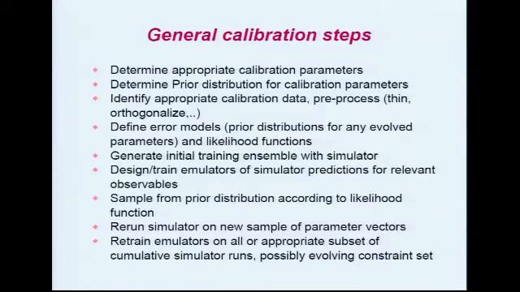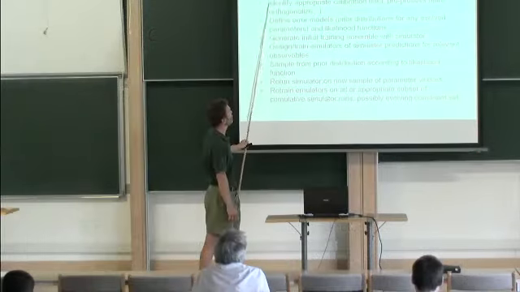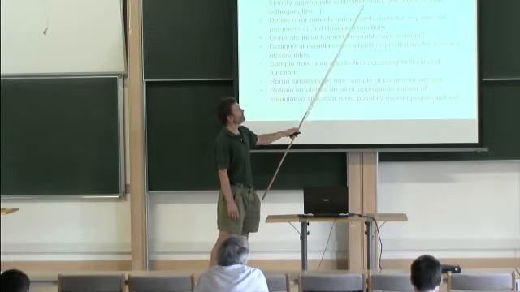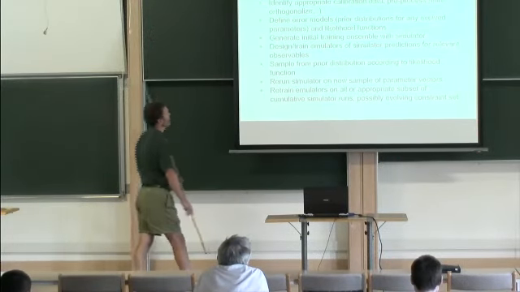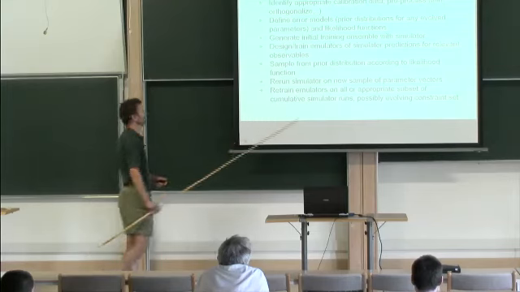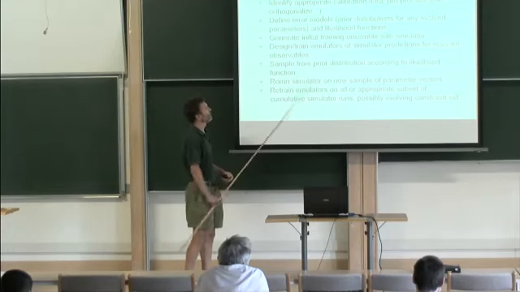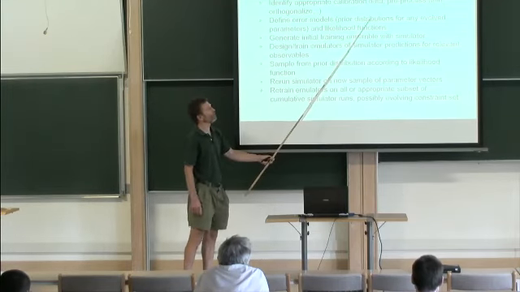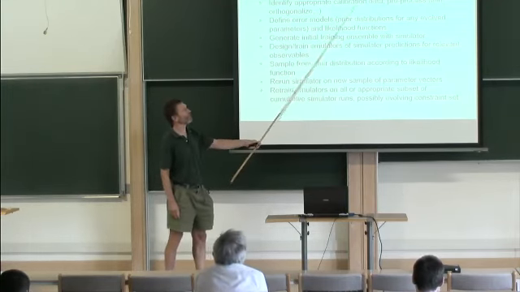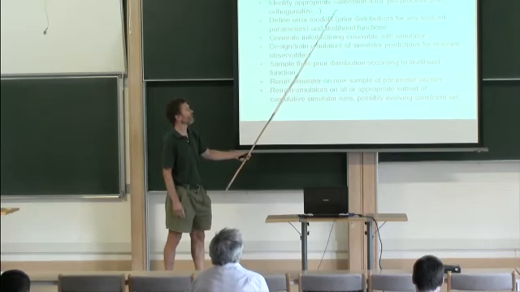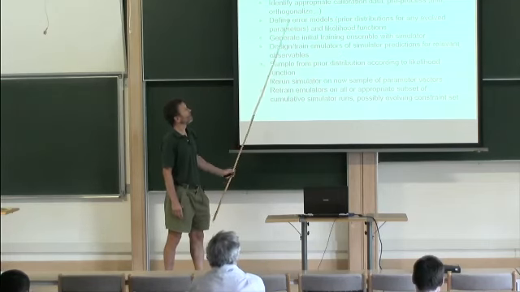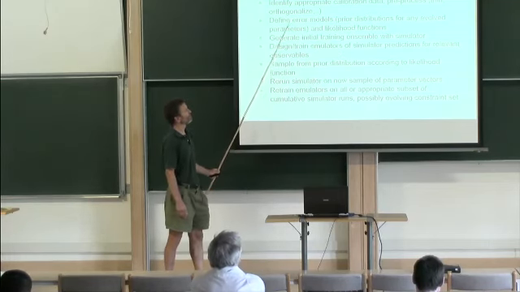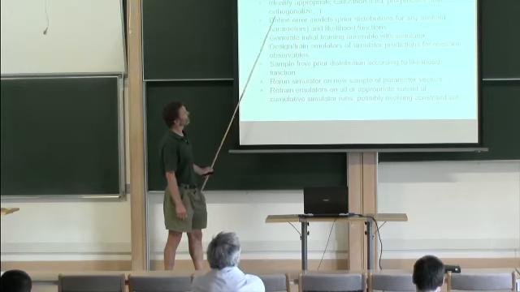That, again, takes some thought, but there's enough calculating power, so it's not so critical. You have to identify appropriate calibration data and pre-process the data, either thin it or orthogonalize it, whatever. Again, I think that's really important when you're calibrating. It makes more sense to calibrate over high quality data than to have a lot of noisy data. At least that's been my experience. Maybe the statisticians might want to differ.